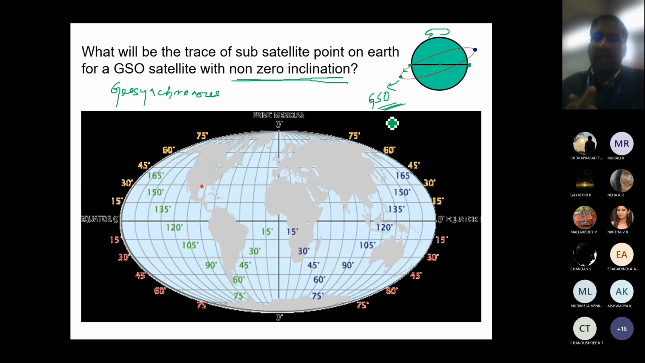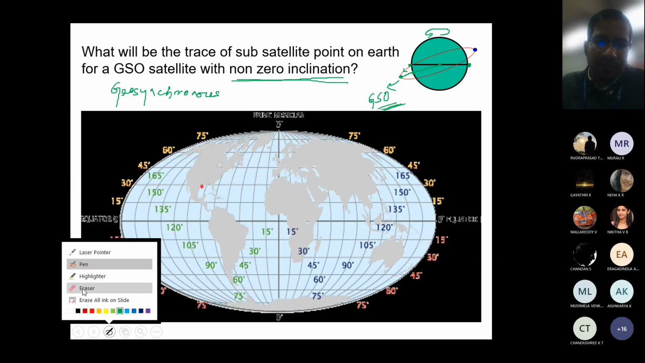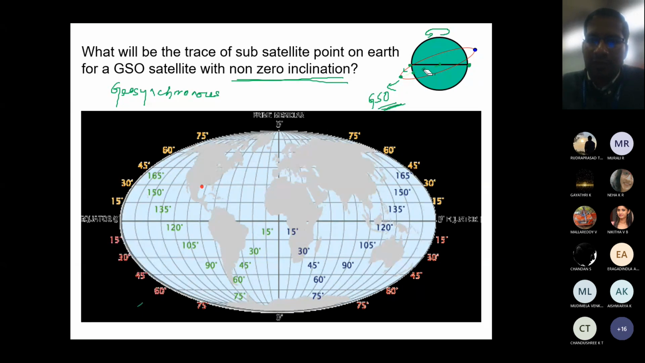Because both are moving, and both are moving at the same velocity. So if you notice here, what is the location of the satellite with respect to this reference point? Now the location of the satellite will be south of this reference point. And what about the subsatellite point? The subsatellite point will be the line joining the satellite and the center of the Earth. So this line, if we join, this is the subsatellite point. Understood?